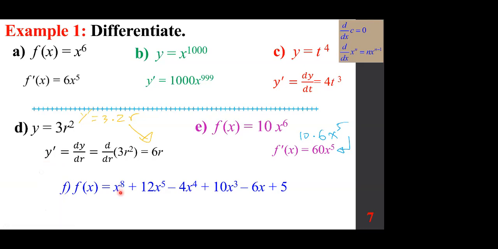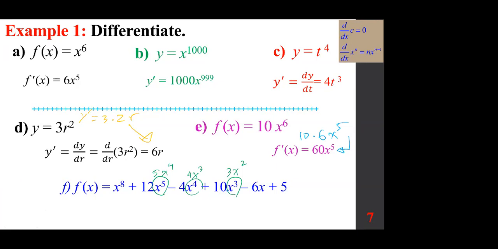x to the power of 8, 8x to the power of 7, plus 12 times 5x to the power of 4 makes it 60x to the power of 4, minus 4 times 4x cubed. So let me write that at top of it, class. This one gives you 5x to the power of 4, so times that. This one gives you 4x cubed times negative 4. This one gives you 3x squared times 10.